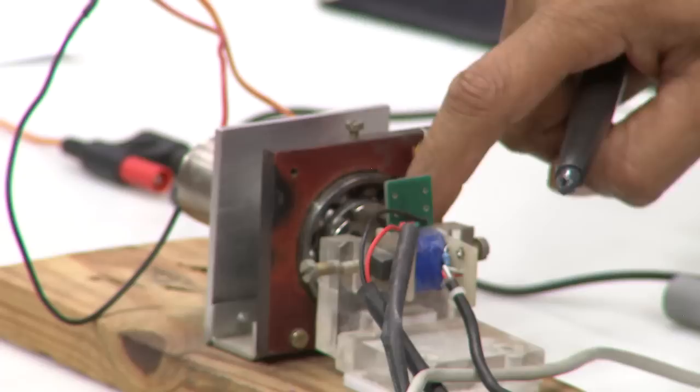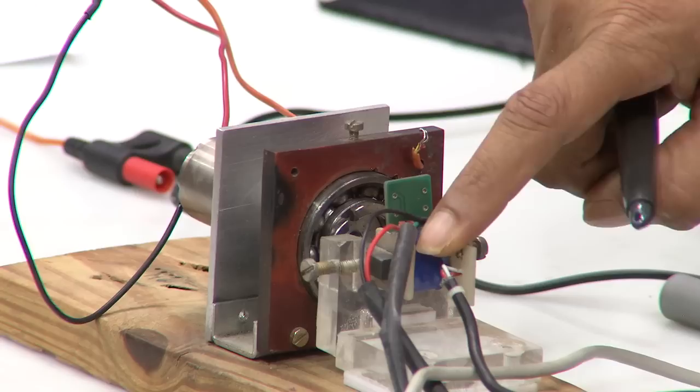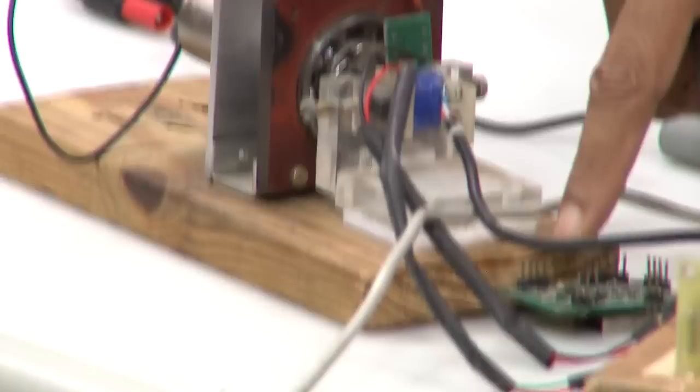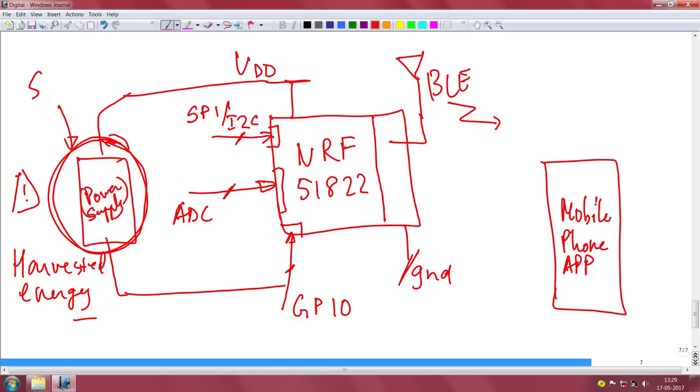Anyway, the system rotates and a certain amount of energy, a certain amount of voltage, is induced by this coil here, and that powers this board here. You do very clever power management: put a very clever power management circuit, which I have shown here in this block, a very smart power management block, and you supply power back to this NRF for the purposes of sensing.